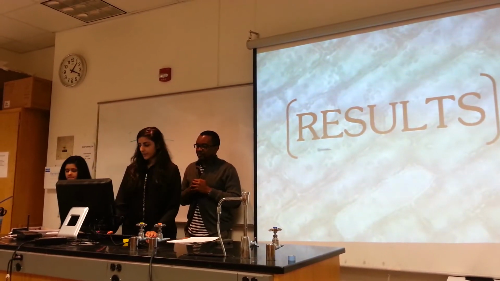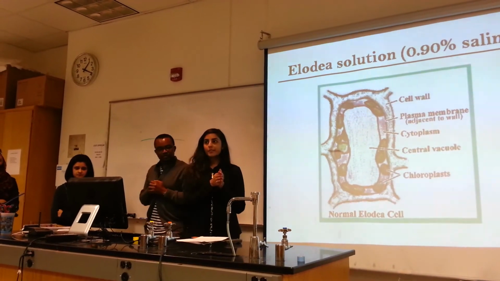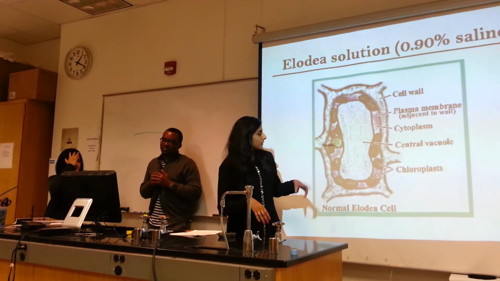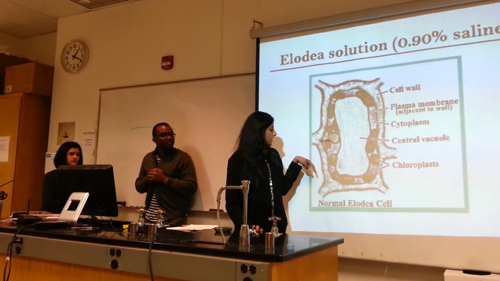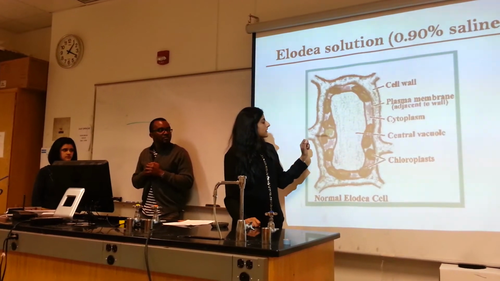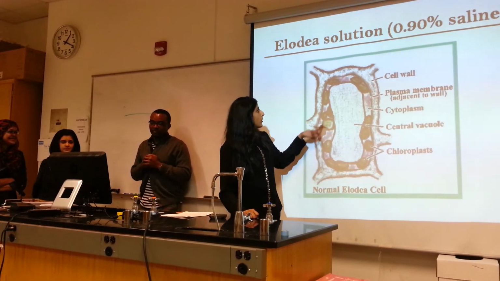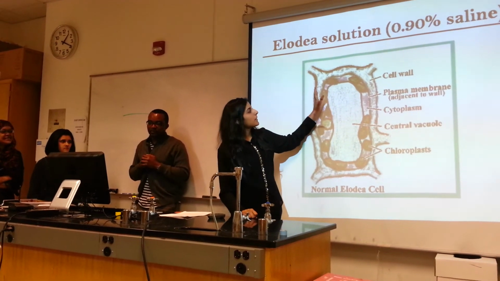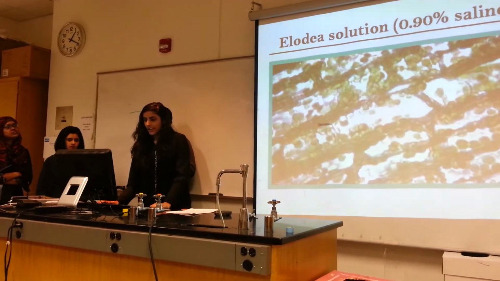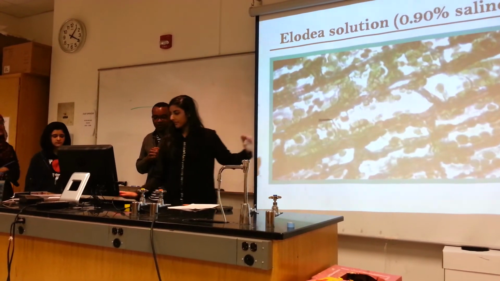And once the experiment was done, we collected the results. When water like the solution from the tank was added, it was isotonic and there was no change in shape. And this is what the normal Elodea cell looks like. It's important to notice that the chloroplasts are located near the cell wall, but not exactly right beside it. And this is what it looked like under 400 total magnification.